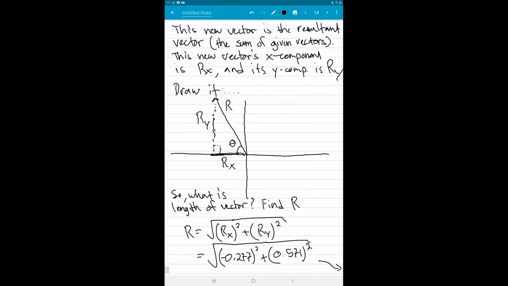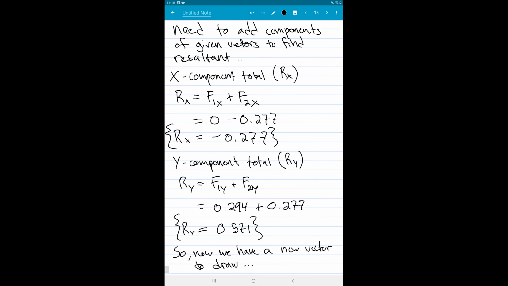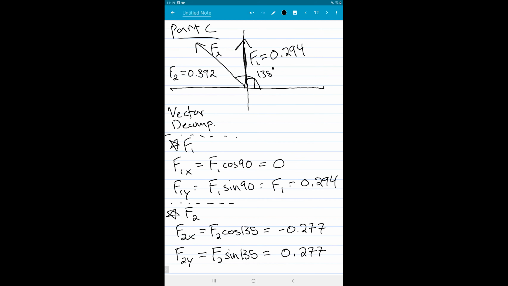So it really just depends on what the components are, right? It depends on what my Rx and my Ry are. I can have Rx be positive or negative, and Ry can be positive or negative. If it was going to be southeast, my Rx would have to be positive, but my Ry would be negative. It all depends on the vectors I was given. It all depends on F1 and F2.